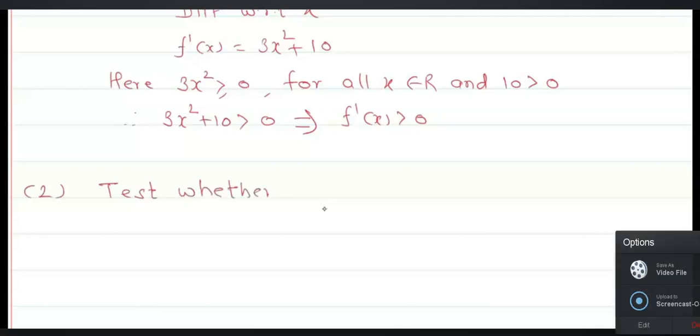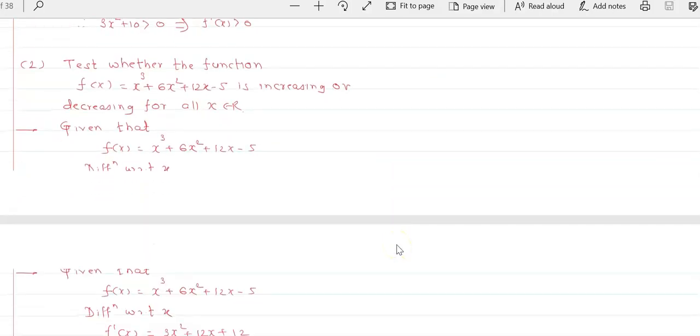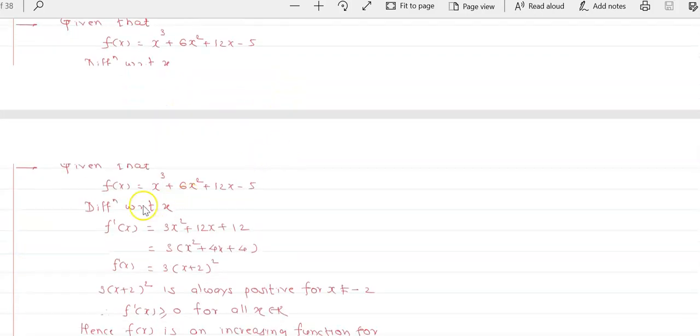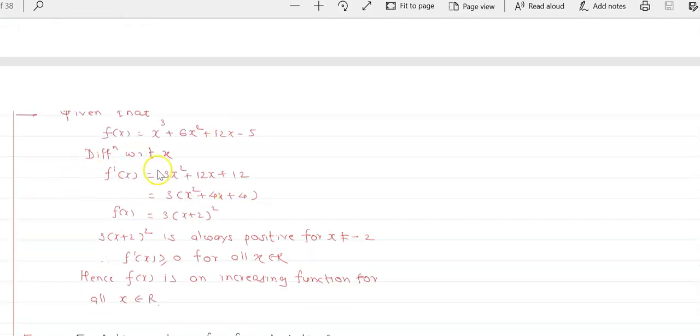Now the next problem: test whether the function f of x equals x cube plus 6x square plus 12x minus 5 is increasing or decreasing for all x belonging to the set of real numbers. Given that f of x equals x cube plus 6x square plus 12x minus 5. Now differentiate this with respect to x. f dash of x equals 3x square plus 12x plus 12.